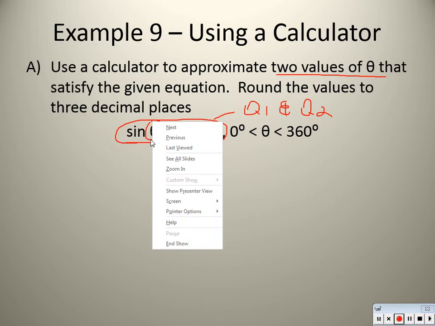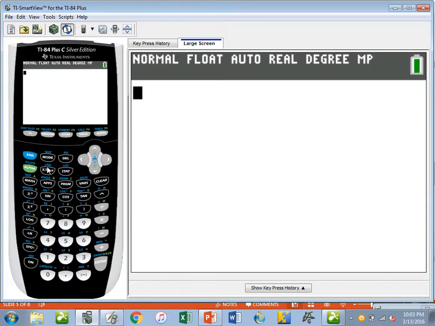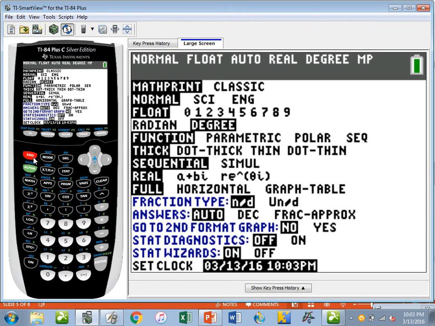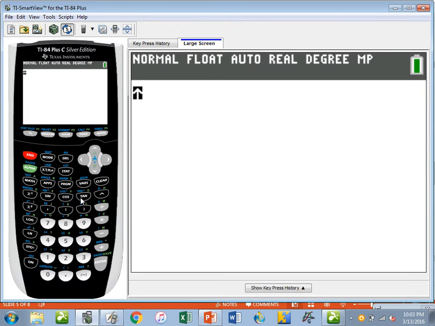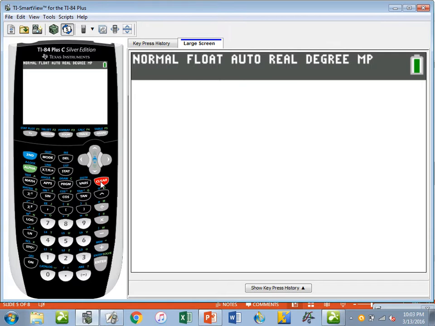So if I take my calculator and I do the second tangent of 0.4257, make sure I'm in degrees here first, which I am. I get an angle measure that's roughly 23 degrees. We're going to 3 decimal places for this, so this would be 23.059. So that is the angle measure for quadrant 1, no, wait a minute, I did tangent, supposed to be sine, my mistake here. Let me try that again.